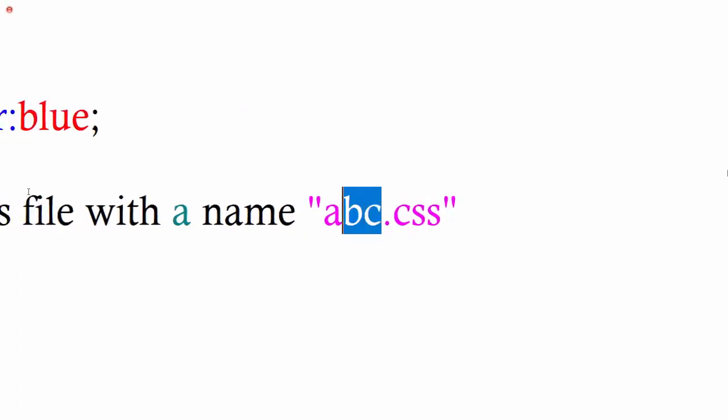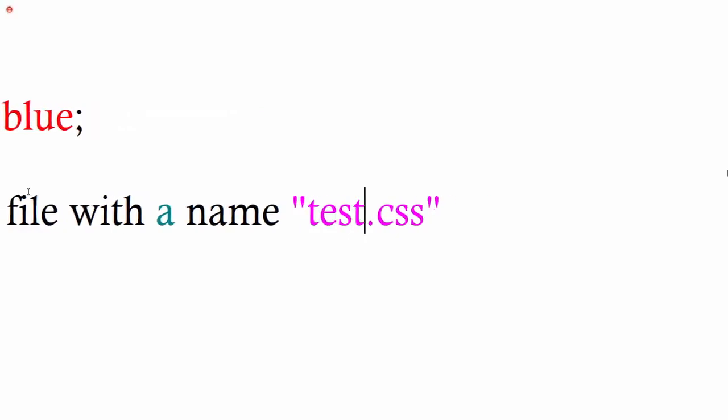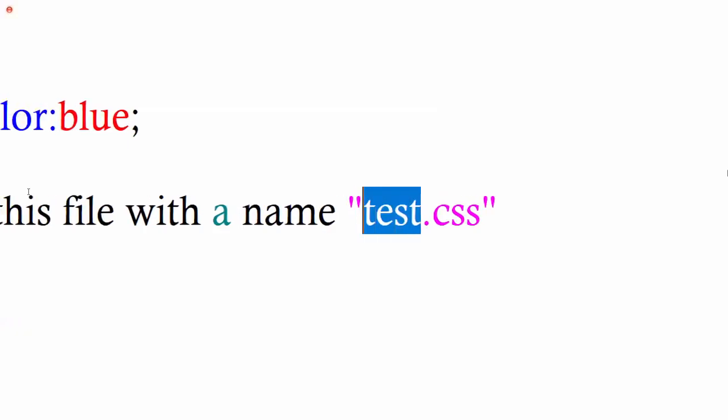abc.css or test.css or demo.css, sample.css, suresh.css, ramesh.css, shiva.css, whatever it may be. The name is the programmer's interest, the extension is the system's interest. So half you and half system. What am I doing, sir? I am going to continue with test, because it is a sample program. Test.css, the name of the program.